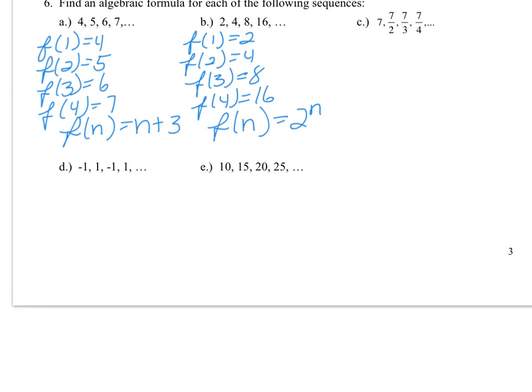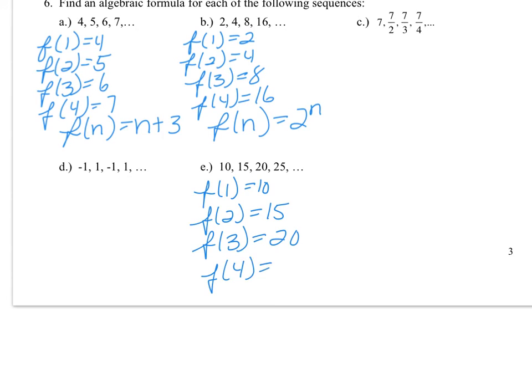All right, take a look now at letter E. I want to write a formula. So let's say here, what do I have going on? f of 1 is 10. f of 2 is 15. f of 3 is 20. f of 4 is 25. Am I multiplying by 5? 5 times 1 is not 10, it's 5, so that doesn't help me. It's going by 5s though.